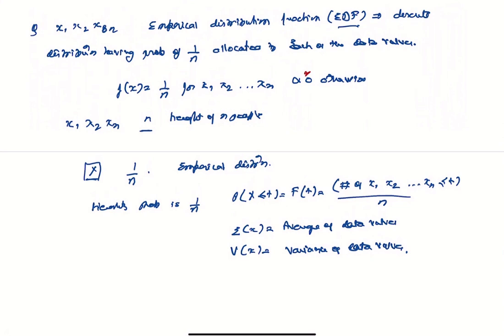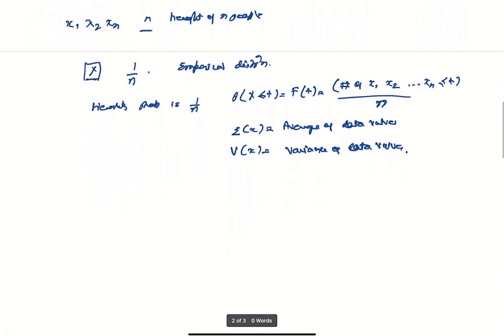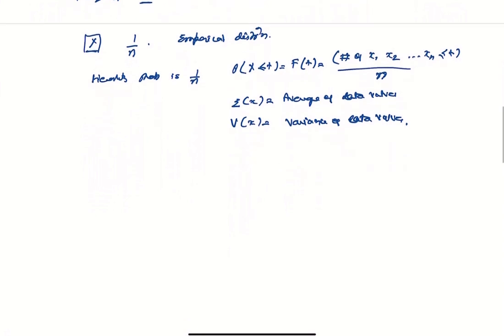So that is just a brief introduction to the empirical distribution function, where the probability is 1 by n for each of the values x1, x2, and xn. F of t is the number of x1, x2, and xn less than or equal to t, divided by n. The expected value is the average of the data values, and the variance is the variance of the data values.